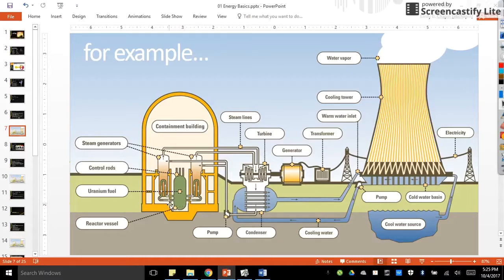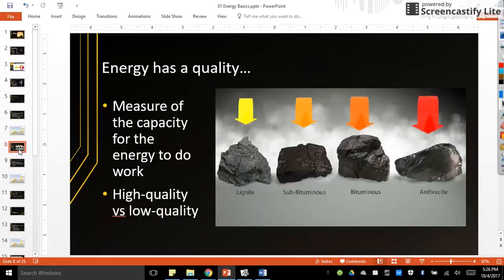So energy was not destroyed, just transferred from nuclear to thermal in the form of heat to mechanical to electric energy. And then we started with that nice high quality uranium fuel, and then we left off as water vapor in the very end, and that's our low quality fuel. We can't just go back to that high quality uranium fuel.